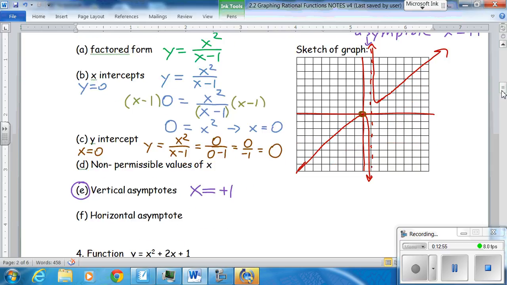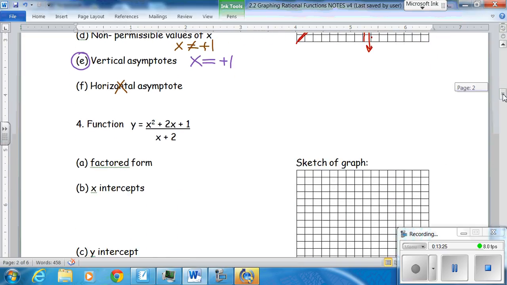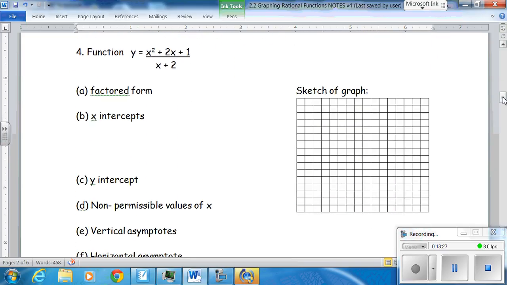Other questions? Non-permissible values of x. Oh, the asymptote. x cannot equal plus 1. Horizontal asymptote. There's no one line that graph approaches. So there's no horizontal asymptote there. Okay. If you're having trouble, pause the recording and review this, and then go on to the last question for this part. And here we are. Last question.